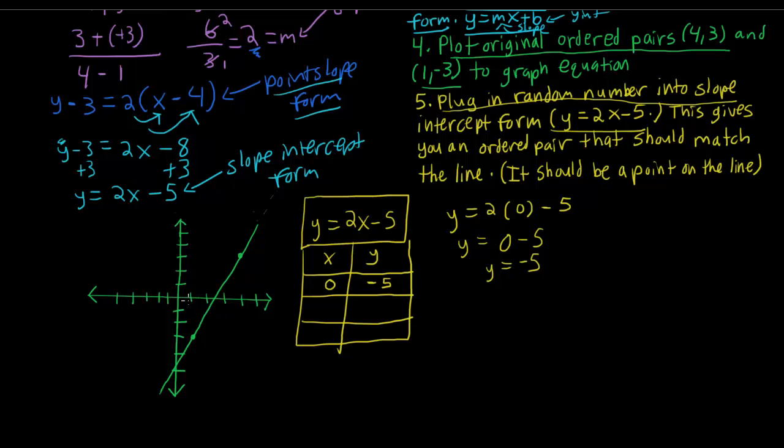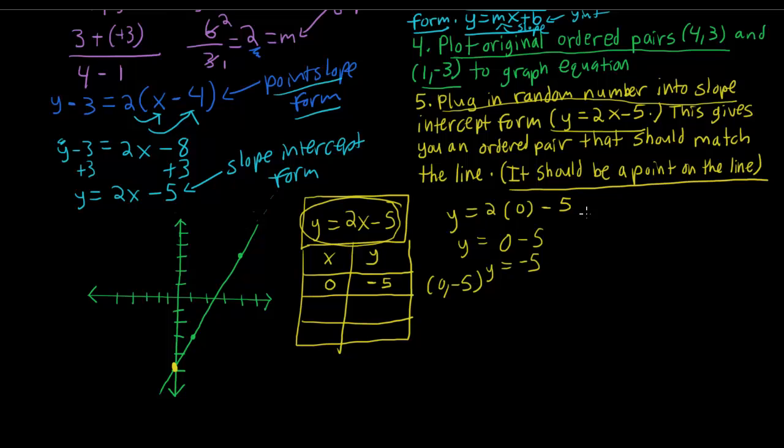And when we graph this ordered pair, 0 and negative 5, just like it says right here, when we graph this ordered pair on our line, which is the line of 2x minus 5 right here, this point 0, negative 5 should fall on our line. So if we go 0, then we go down 1, 2, 3, 4, 5. As you can see, 0, negative 5 does fall on the line. So just like it says here, 0, negative 5 is a point on the line. So we know our slope-intercept form is correct.